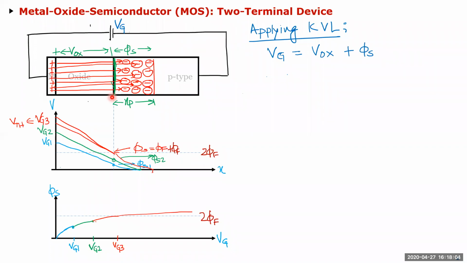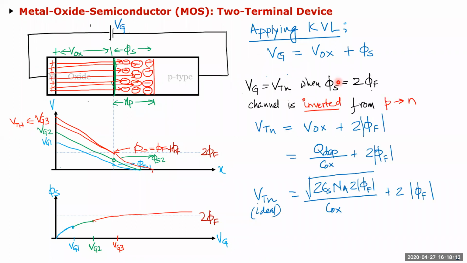There is another element to it, which I showed you last time, but this is called the ideal threshold voltage. And that is the value. So VG is equal to VT when this Phi-S is equal to 2 Phi-F. So the channel is inverted. So you took a P-type material and you actually convert it into N-type.